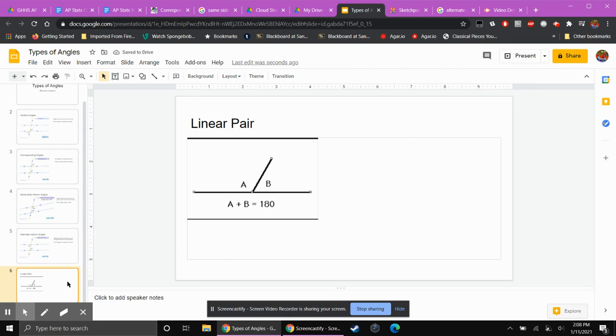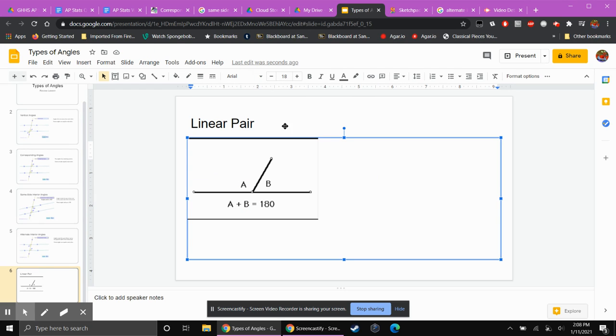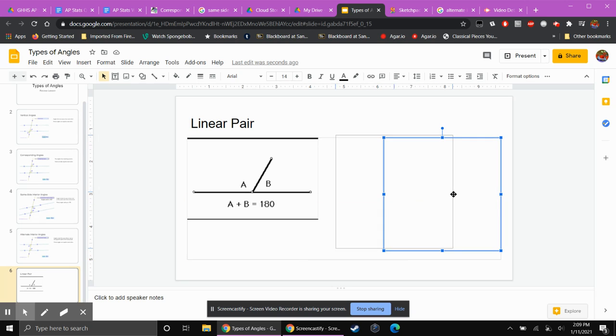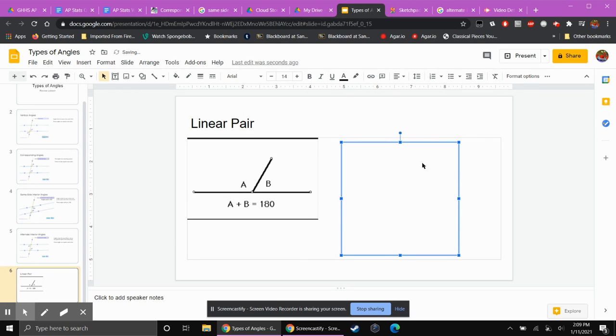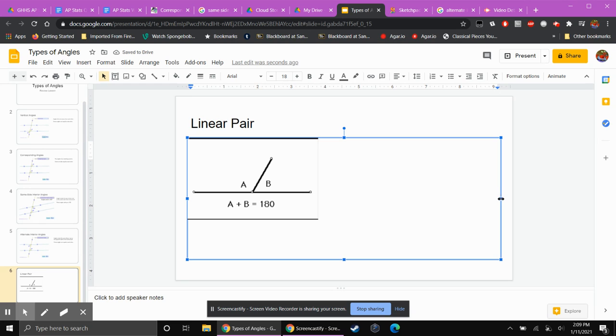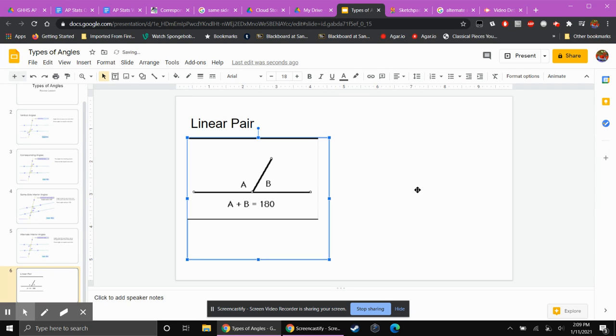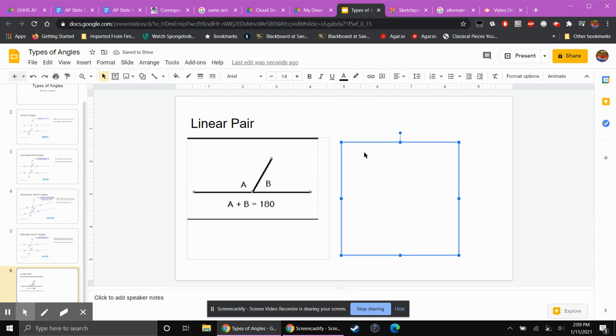Now moving on to the last type, we have a linear pair. Let me just add the text box real quick so I can put in, oh, there it is. Okay, that's probably what was tripping me up. All right, there we go. So a linear pair is adjacent angles that form a line, right? Adjacent meaning that they're right next to each other.